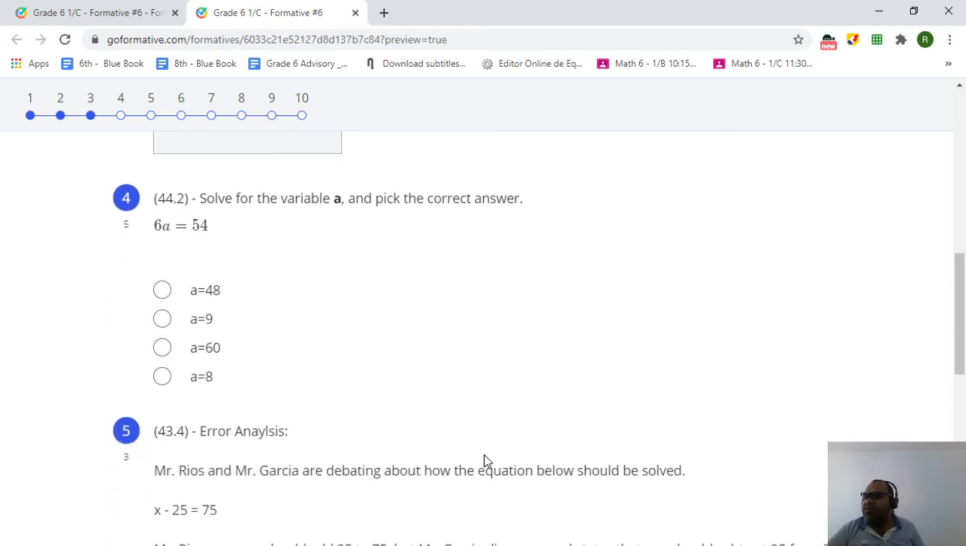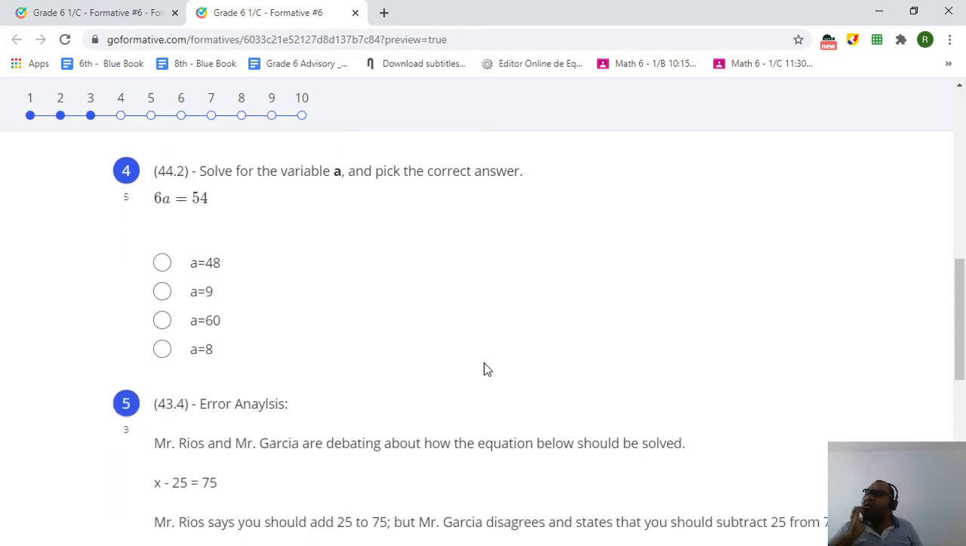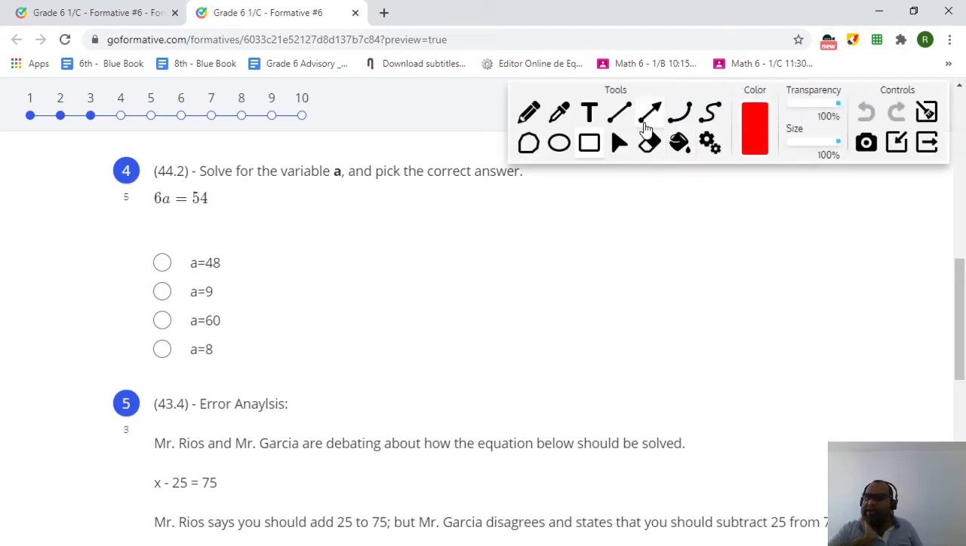Let's go to 44. Solve for the variable a and pick the correct answer. Great. Let's solve for the variable a, guys. How do I solve for variable a? Here is my equation. Oops. Let me use this one. Let me change the size. Okay. Let me just click. Nice. Better now. Here it is. 6a. Oh, sorry, my bad, guys. This one.